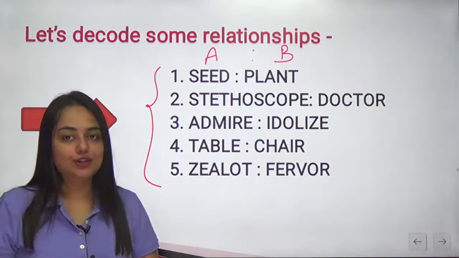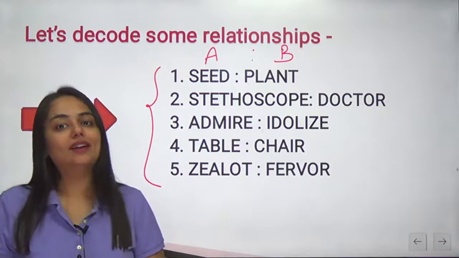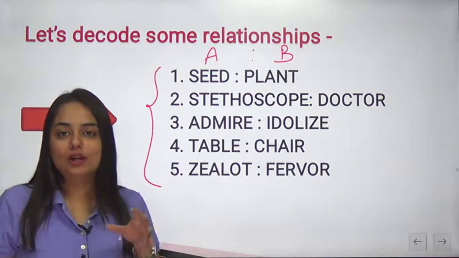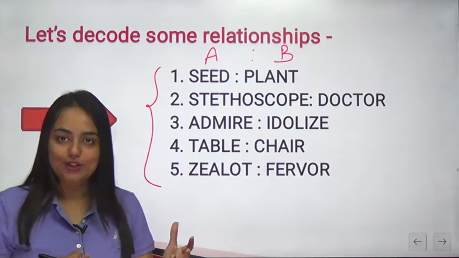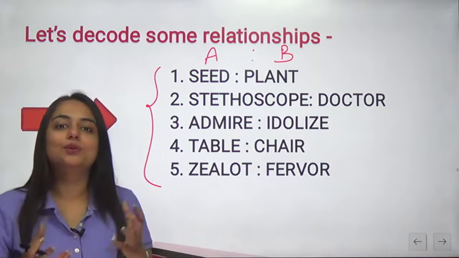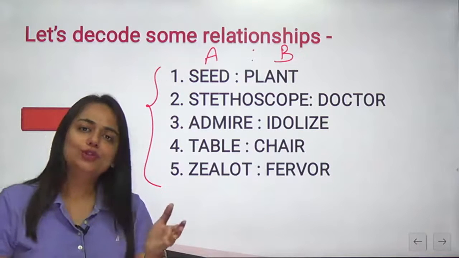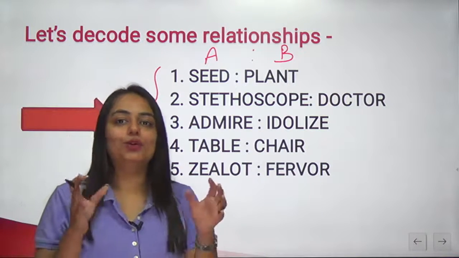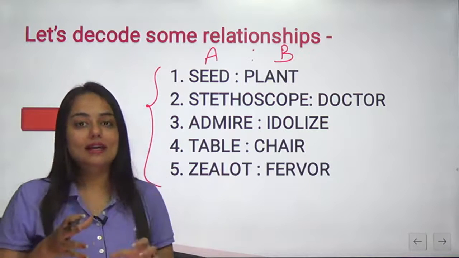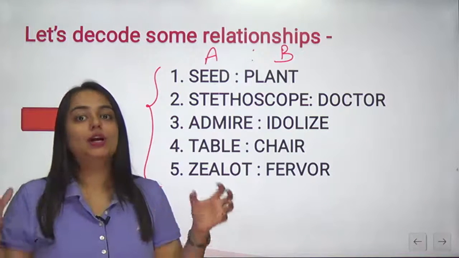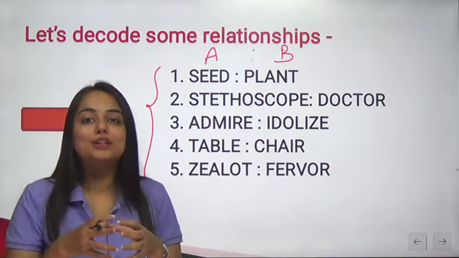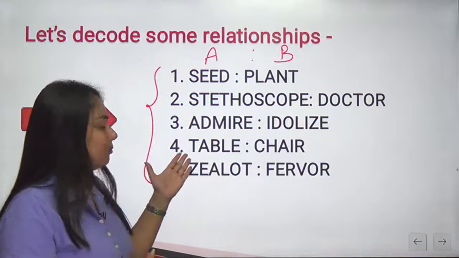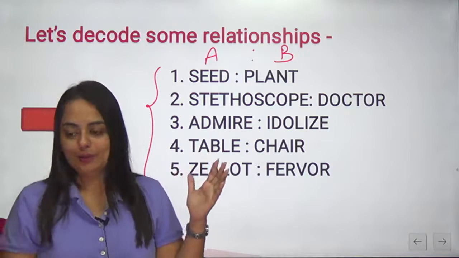We call this relationship a complementary pair. A and B are complementary pairs. So a table is incomplete without a chair, and similarly a chair is incomplete without a table. Though we use it in whatever way we want to, ideally they both go all along. It's a set, a table and a chair. So they are a complementary pair. They complement each other. They complete the purpose of each other. So one more type is complementary pair.